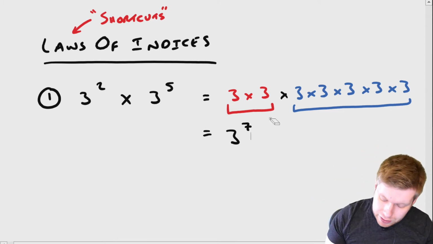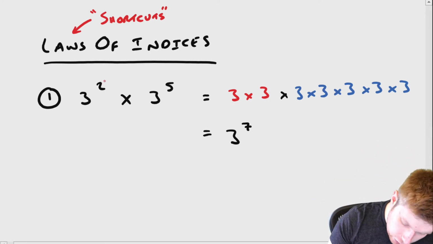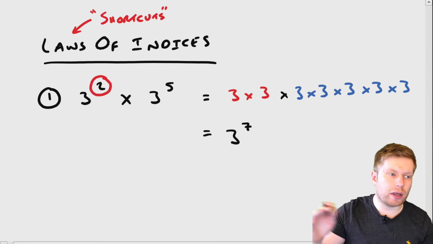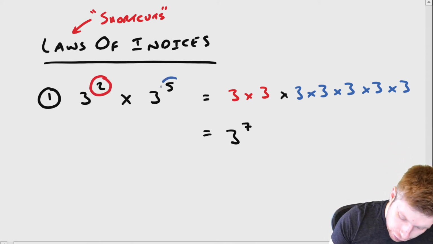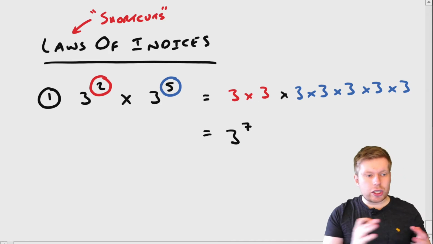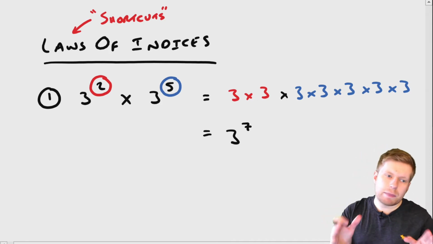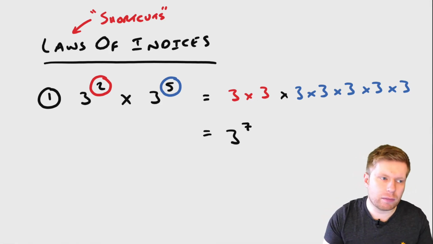Now just think, where did that 7 come from? It came from the fact that you started off multiplying 3 by itself 2 times, and then multiplied 3 by itself another 5 times, which gave you 7 times in total. You simply added those 2 powers together.